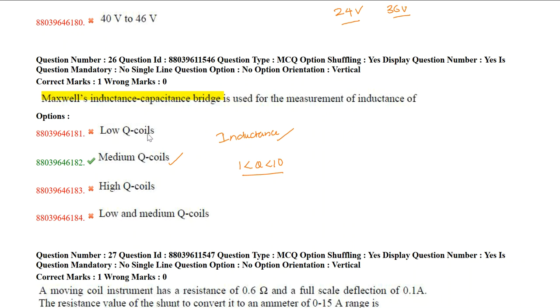Okay, now low Q coils we can measure with the help of the Anderson bridge, where Q is less than 1, and high Q means the Hayes bridge, where Q is greater than 10. Now low means Q less than 1 and high means Q greater than 10, but the Maxwell inductance capacitance bridge is used for the measurement of medium Q, between 1 and 10, not less than 1 and not above 10.